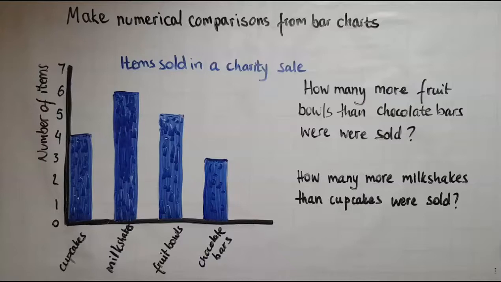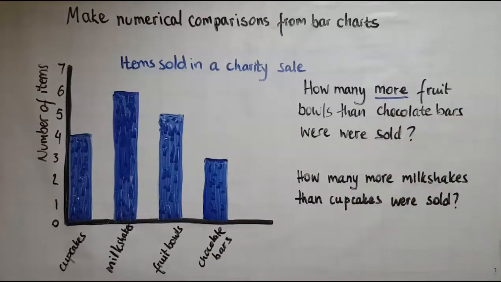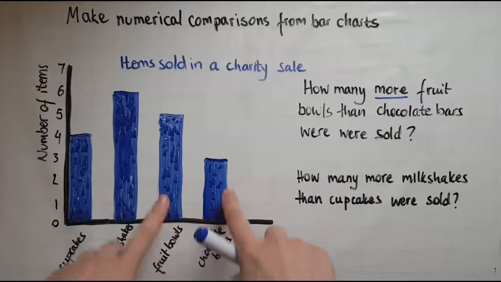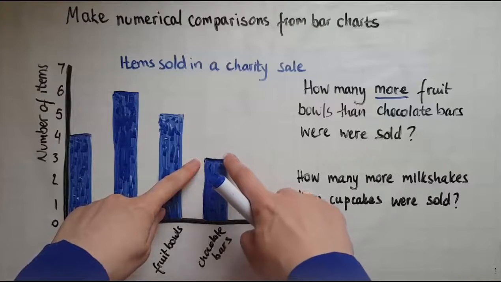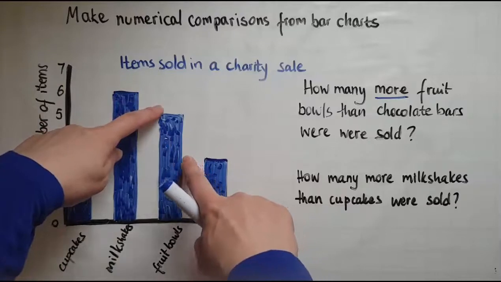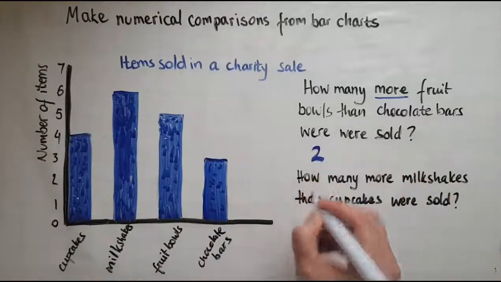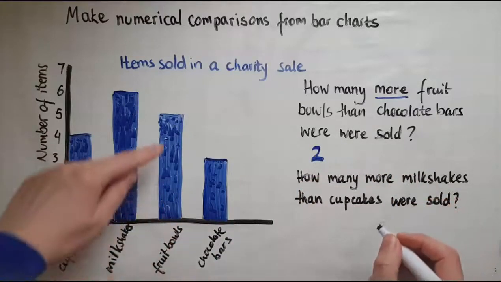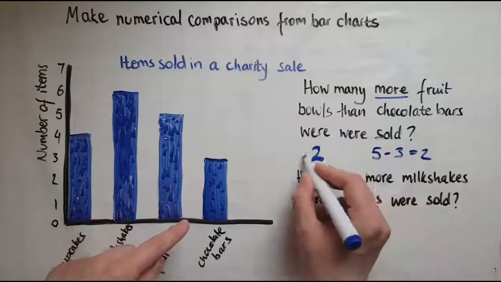Now here we'll make some numerical comparisons. How many more fruit bowls, so how many extra fruit bowls than chocolate bars were sold? So we're looking at fruit bowls and chocolate bars. How many more, how many extra? There are 3 chocolate bars and there are 5 fruit bowls. So there are 2 extra or 2 more. If you want to show the working out, you could do 5, take away the 3 equals 2. But all you need is that 2 there.